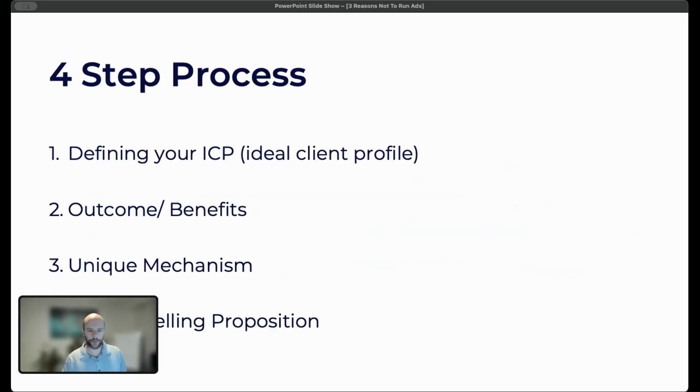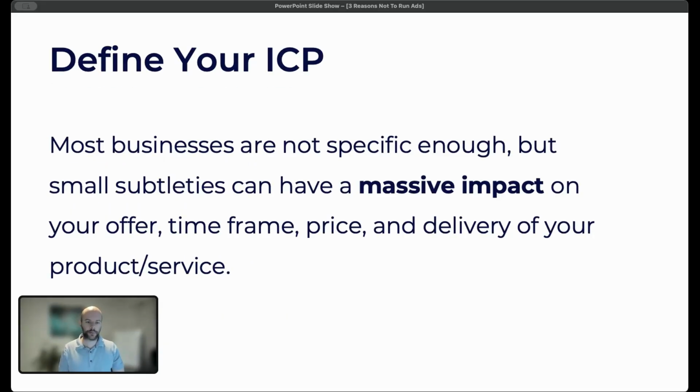Now, to do that, there are 4 steps to help really define and refine our offer. That starts with defining the ICP, then going into the outcomes and benefits, then into the unique mechanism, then into unique selling proposition. So let's start with defining your ICP.